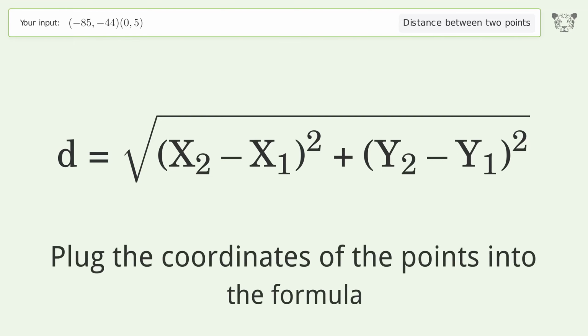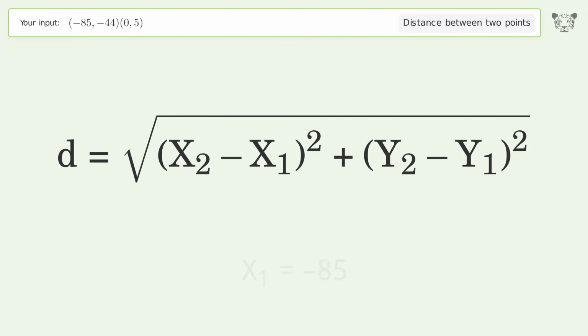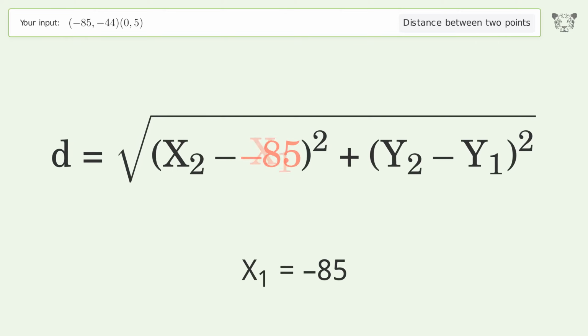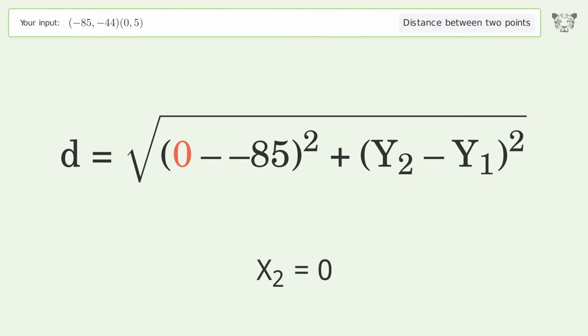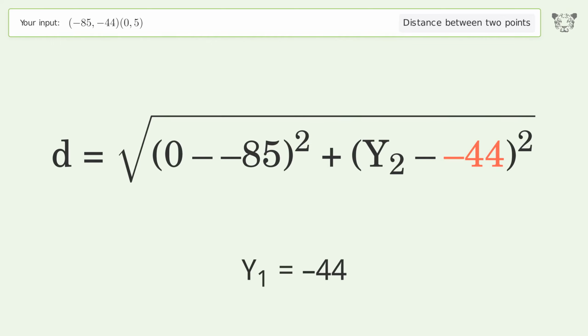Plug the coordinates of the points into the formula. x1 equals -85. x2 equals 0. y1 equals -44. y2 equals 5.